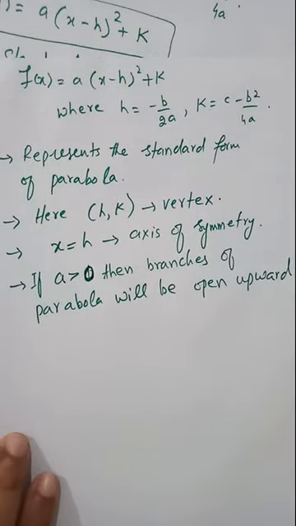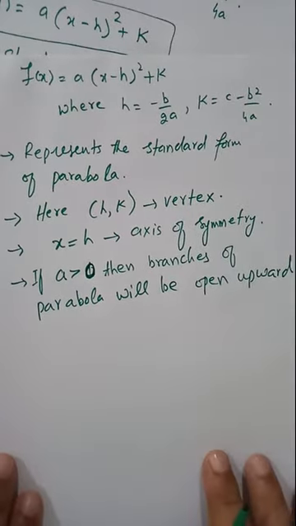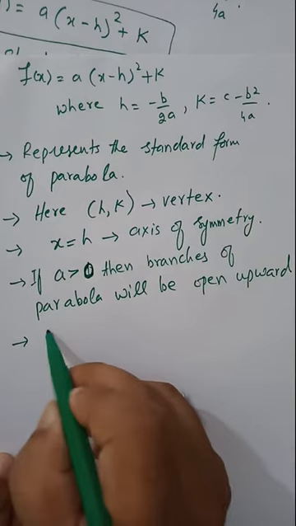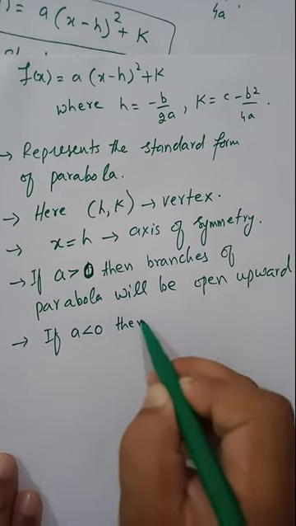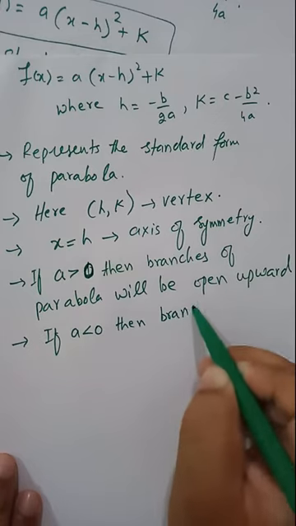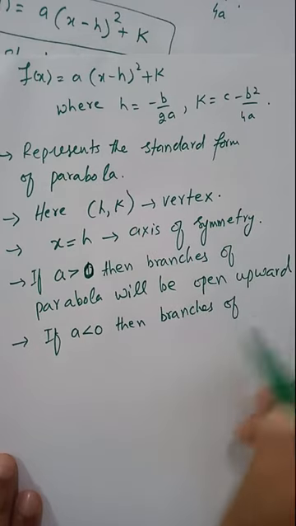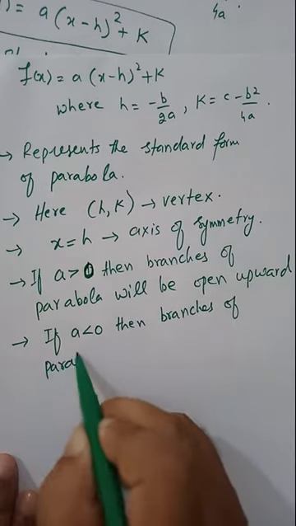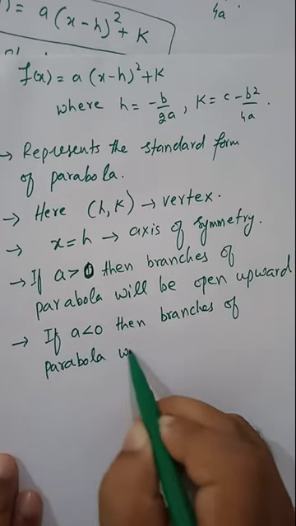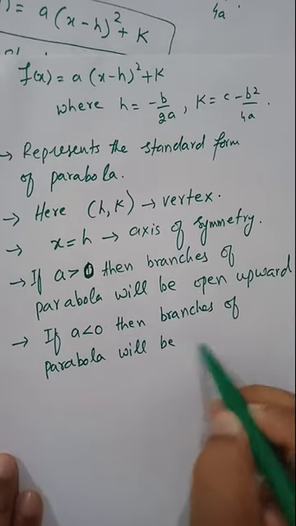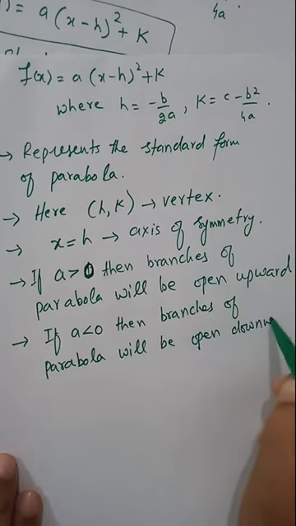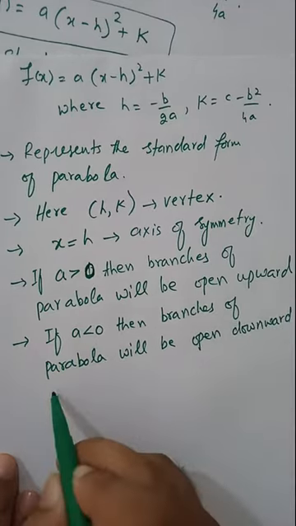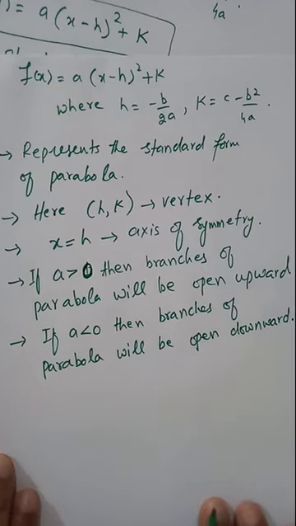and if a is less than 0, then the branches of the parabola will open downward. So remember these.